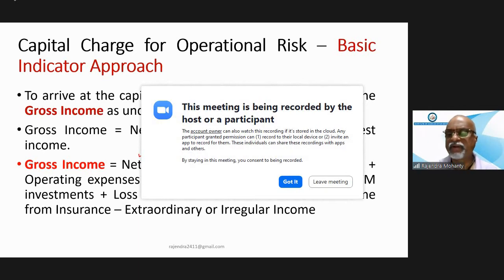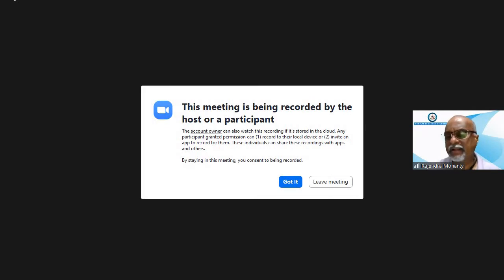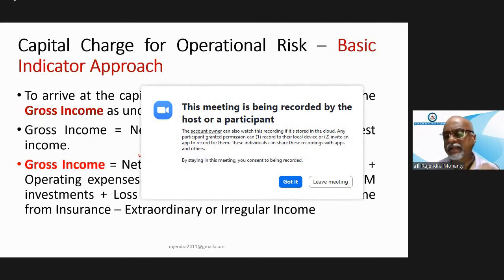Profit on sale of HTM investment. The bank might have made some investment in the HTM category where a sale has been done, and for that sale either a profit or a loss is made. When profit is made and it is already there in our net profit, that has to be deducted. If a loss has been made, then the loss has to be added back.